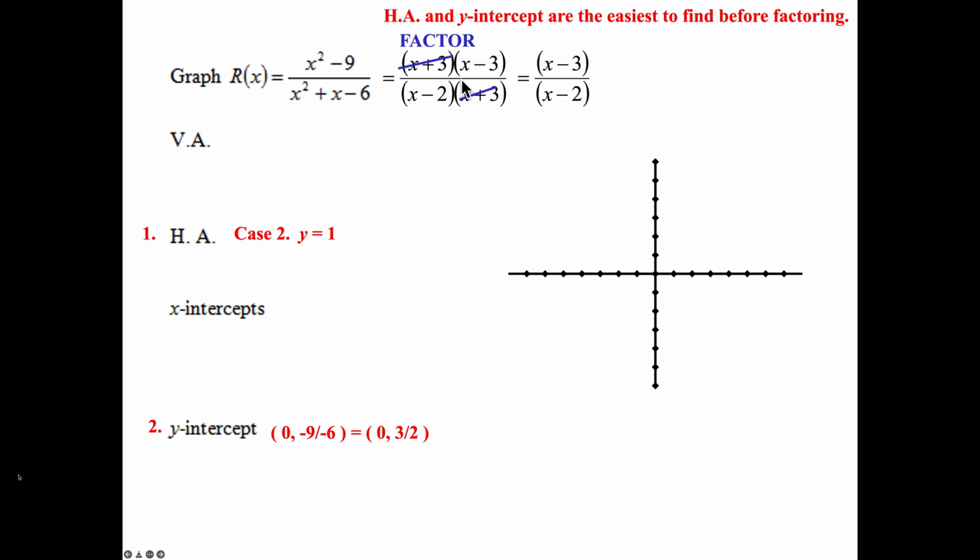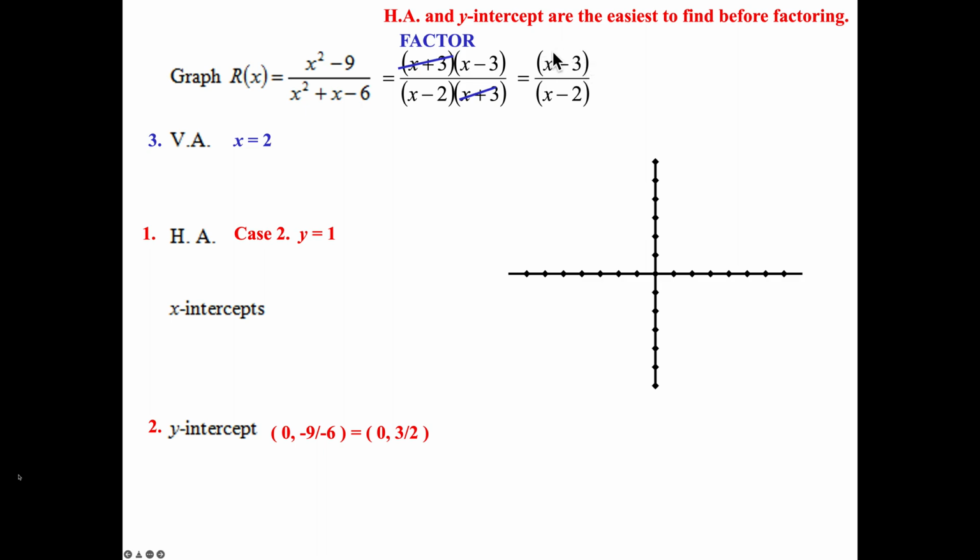So the x plus 3's cancel out. So this is my new rational function. So my vertical asymptote is x equals 2. Not x equals 2 and x equals negative 3. We cancel those binomials out.